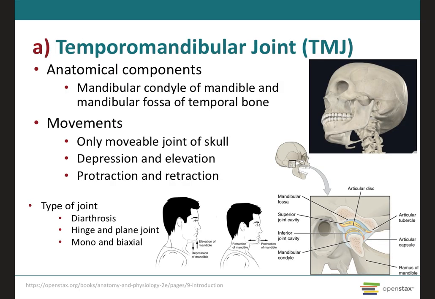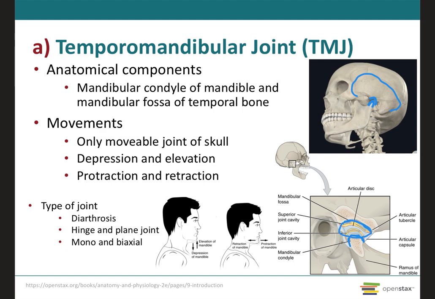The temporomandibular joint is going to be a joint between the mandibular condyle, which is the structure right over here at the tip of the mandible, and the mandibular fossa, which is the depression that's part of the temporal bone. We can see on this magnifying view in a little bit more detail the mandibular condyle right over here, and this would be your mandibular fossa, and inside you're going to have the joint cavity.